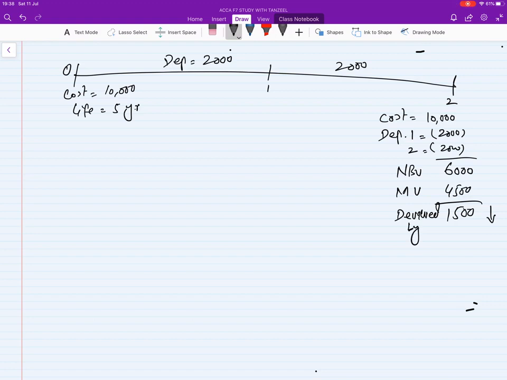So in this case, how will you record? Previously we were crediting equity, now we have a loss here, 1,500. So take profit and loss, debit profit and loss, 1,500, debit. Expense increased, because expense or loss has been increased, that is why we are debiting this, and we are debiting by 1,500.